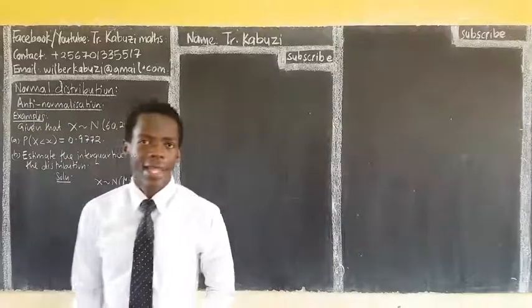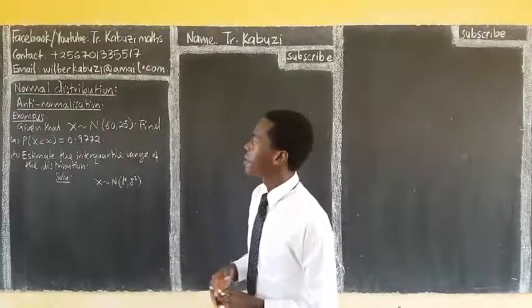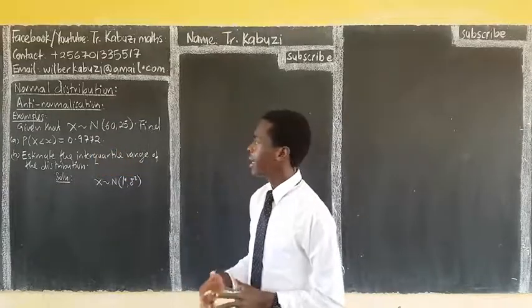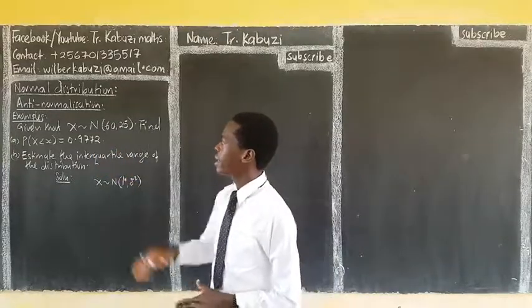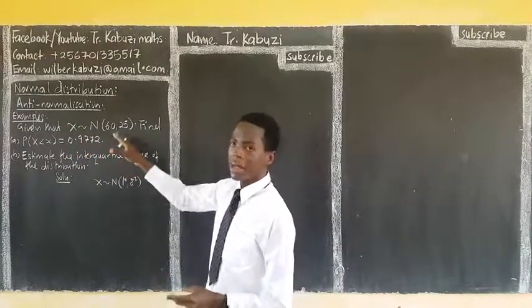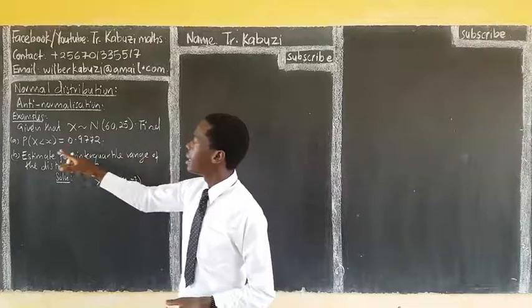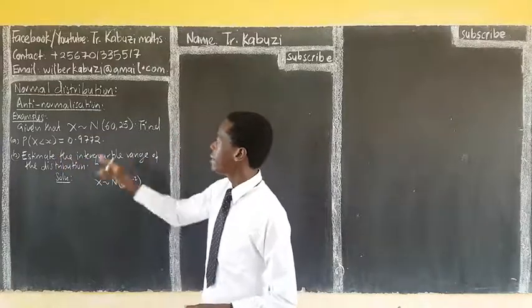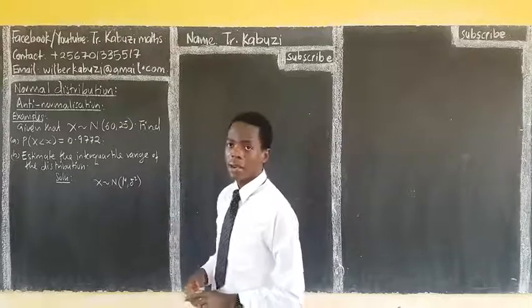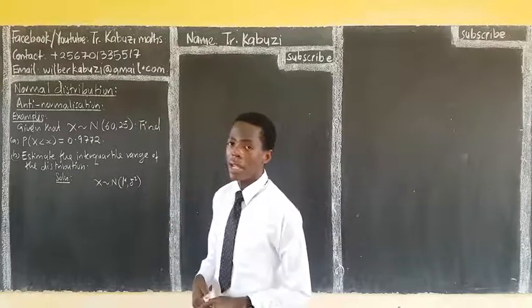So members, let us see how we can apply the inverse normalization of getting the value of z given the probability. So let us see this example. Given that x follows a normal distribution, this is what it means. Find this. Now they are giving us this. If it follows a normal distribution, what's here is always the mean, and what's here is called the variance.